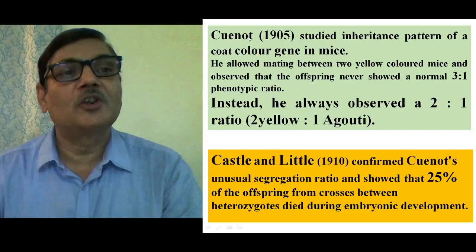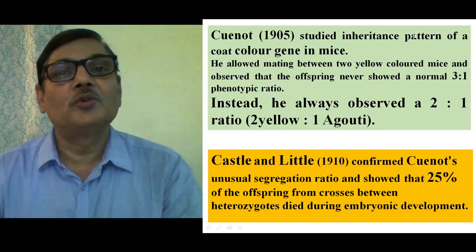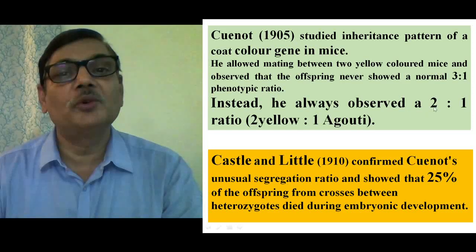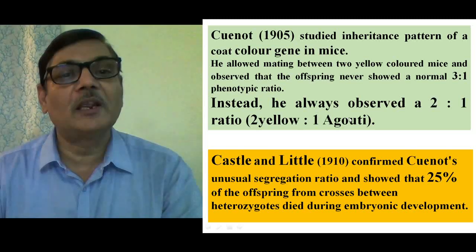It was Cuenot who in 1905 performed an experiment to observe the inheritance of coat color in mice. He selected two mice which were yellow in color. The female was yellow colored, and the male individual was also yellow colored. When he made crosses, in the next generation he found a 2:1 ratio. He was actually expecting a 3:1 ratio, but he found 2:1. Two were yellow types and one agouti.